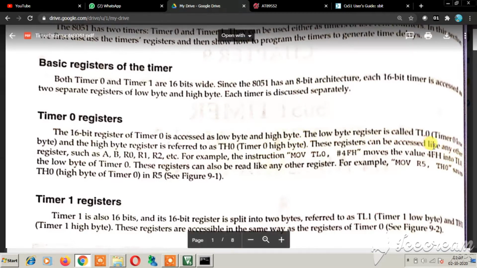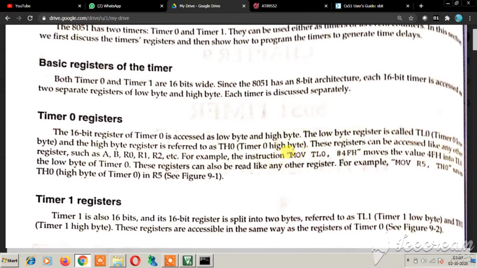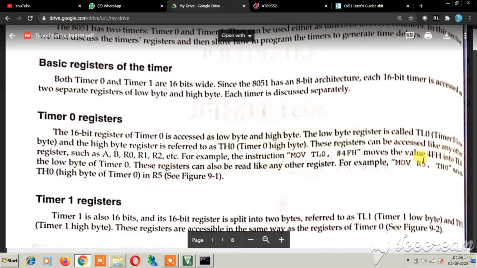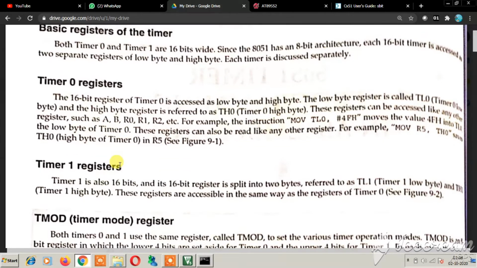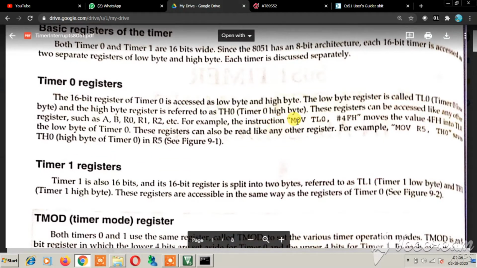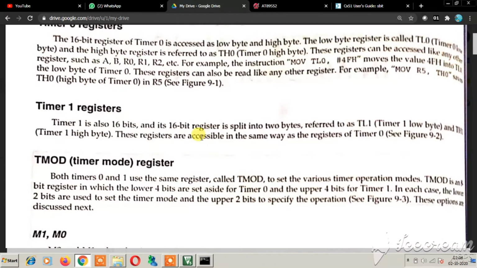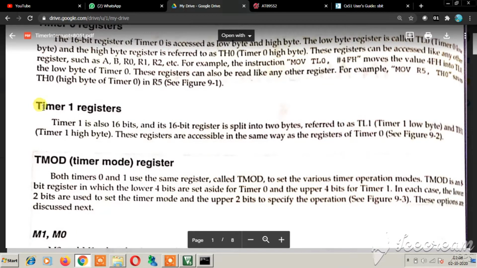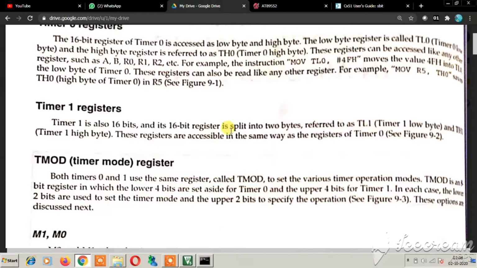These registers can be accessed like any other registers like A, B, R0 for example. In assembly language, you can write MOV TL0, #4FH, which moves the value of 4F hex into TL0, the low byte of timer 0. But we will be using C code, so we will not be using any assembly like MOV here. Timer 1 can similarly be accessed as TL1 and TH1.